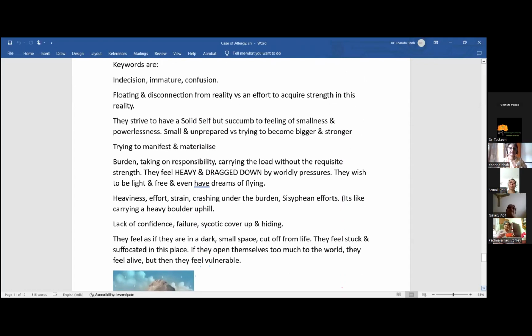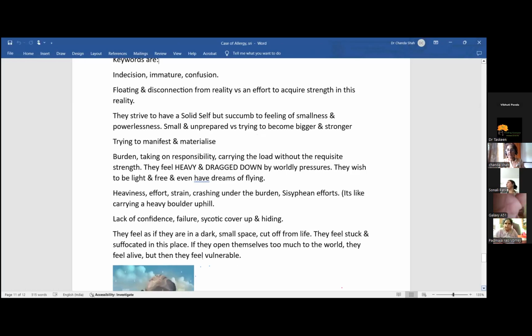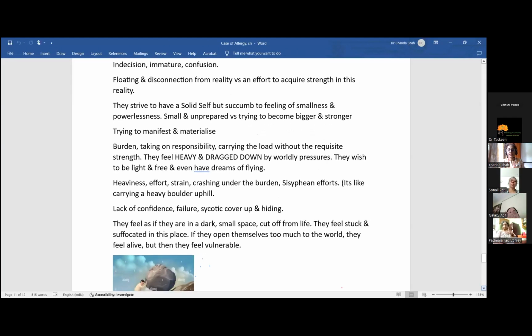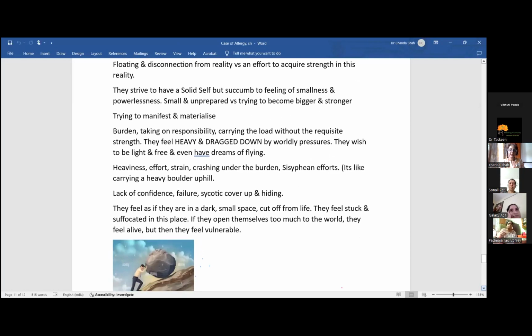So for them, it's a burden taking on responsibility. He didn't want a child, no, too much responsibility. And he talked about this work like a load, carrying the load without the requisite strength. And then you feel heavy and dragged down by worldly pressures. They want to be light and free, and they even have dreams of flying. So all these sensation words are there: heaviness, effort, strain, crashing under the burden, and Sisyphean efforts. It's like carrying a heavy boulder uphill.